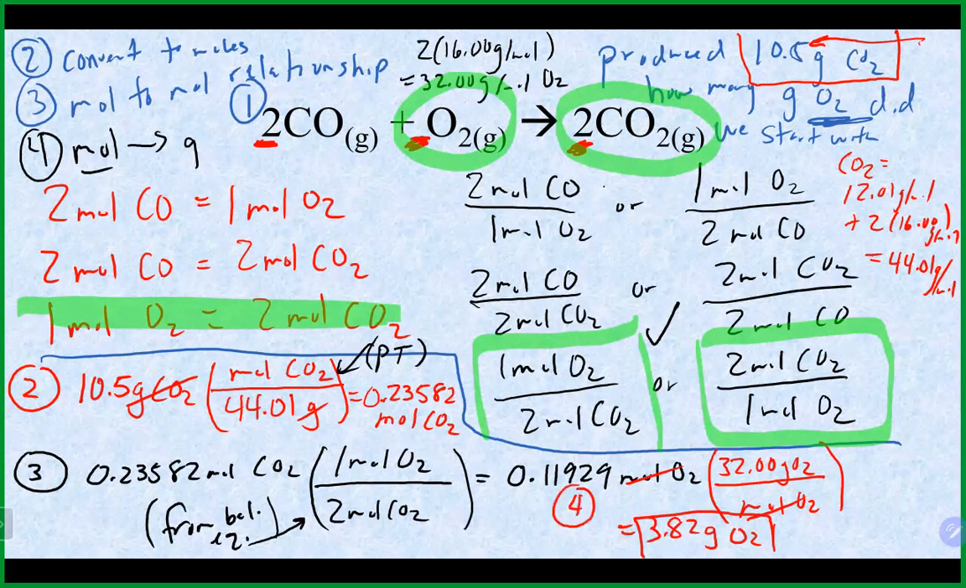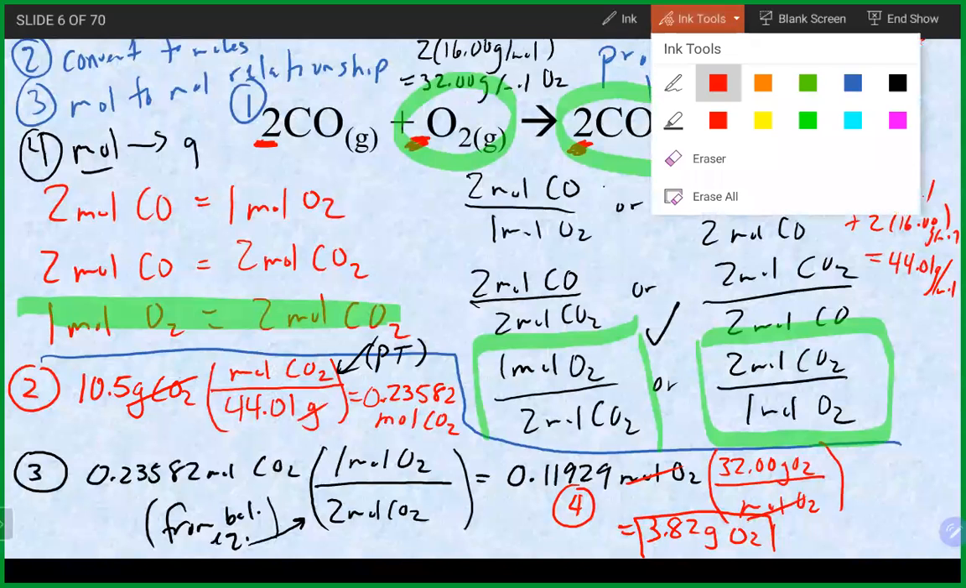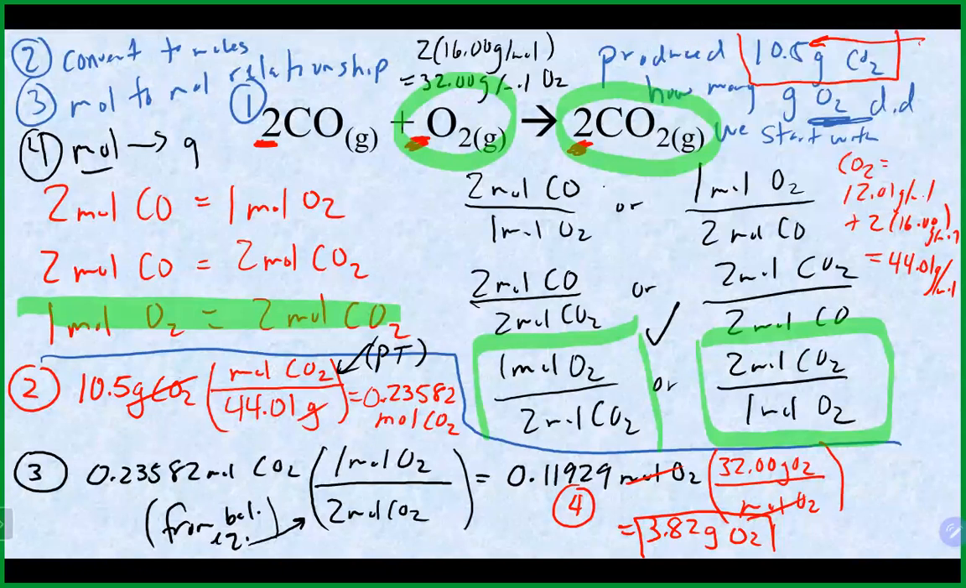So as I mentioned before, pretty much all basic stoichiometry problems boil down to 4 steps. Balance the equation, convert to moles, mole to mole relationship, which is the stoichiometry part. And obviously here, if you need to convert those moles to whatever unit you're looking for at the end.